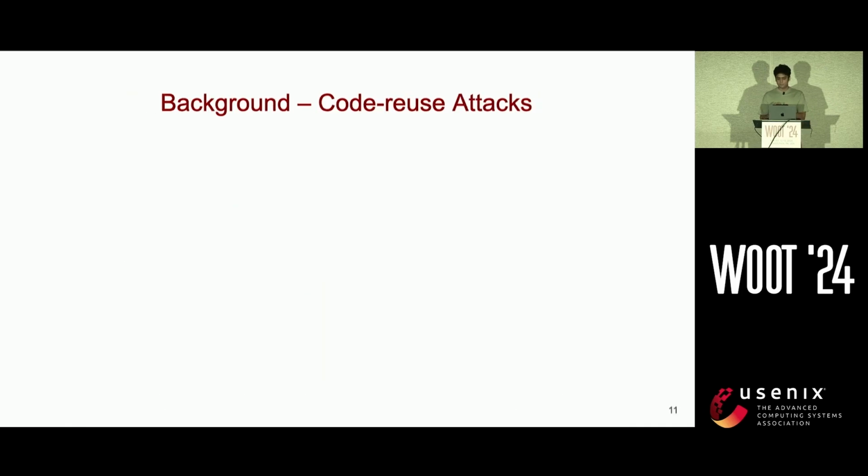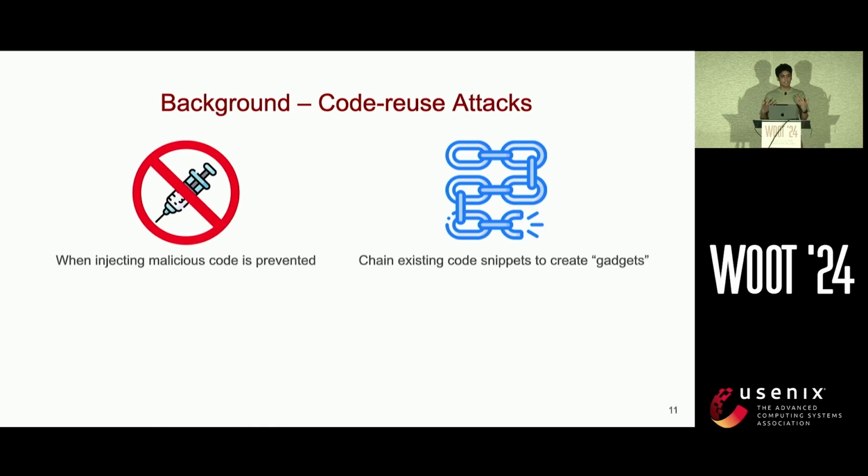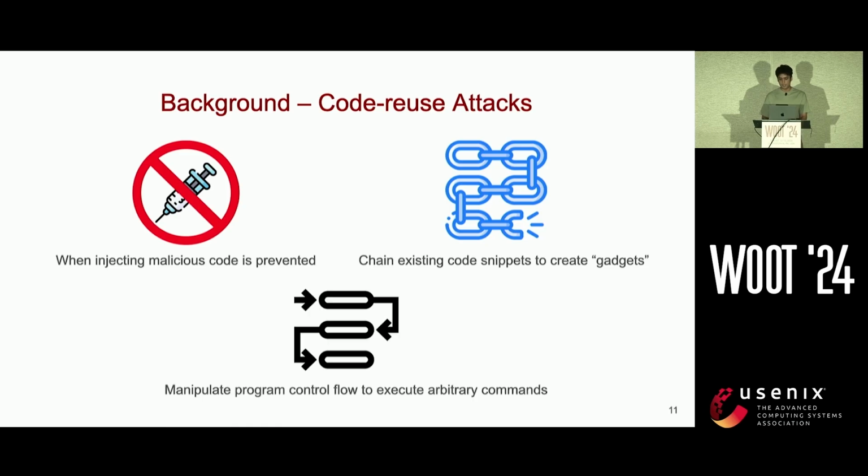Now, I'll just give a brief background on code reuse attacks, which you already might be familiar with. Code reuse attacks are useful when injecting malicious code is prevented, like in the IP zone. Malicious gadgets are created by chaining existing code snippets, typically ending in a return instruction, as in the case of return-oriented programming. Gadgets are chained with a manipulated program control flow to execute arbitrary commands and carry out exploits.